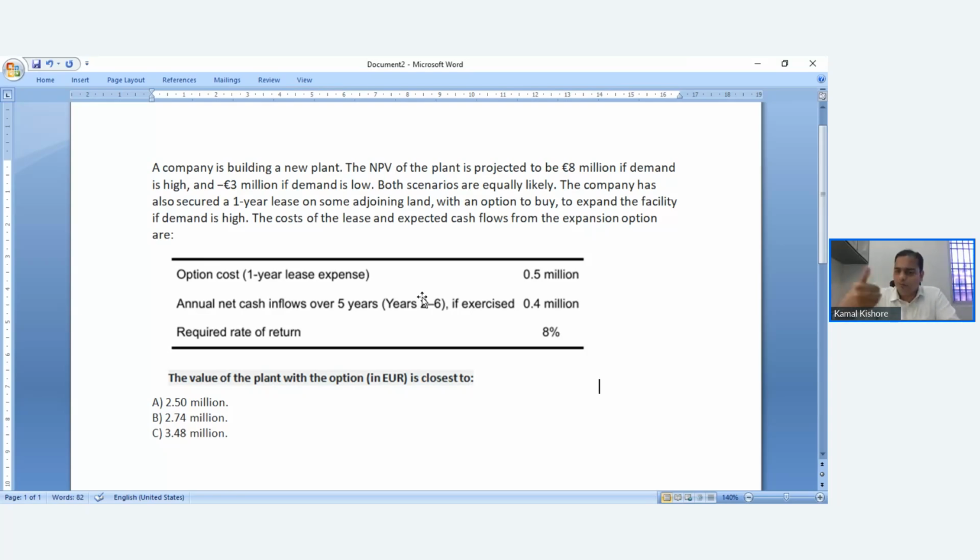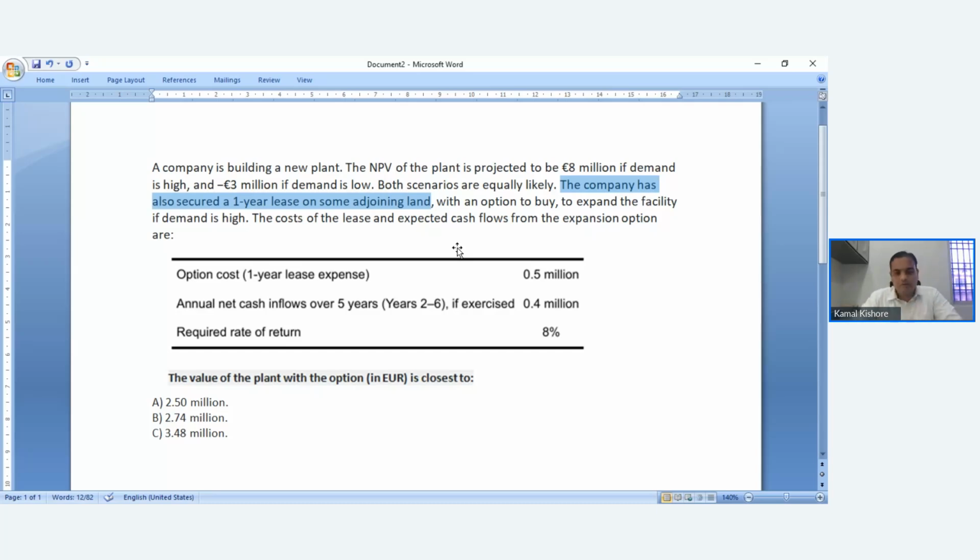Then there is another option. The company has also secured a 1-year lease on some adjoining land with an option to buy, to expand the facility if demand is high, right? So what I'm doing is taking on lease some land today itself.